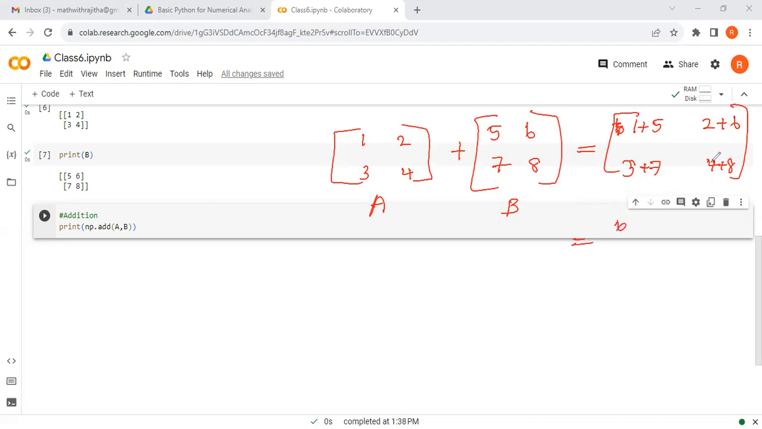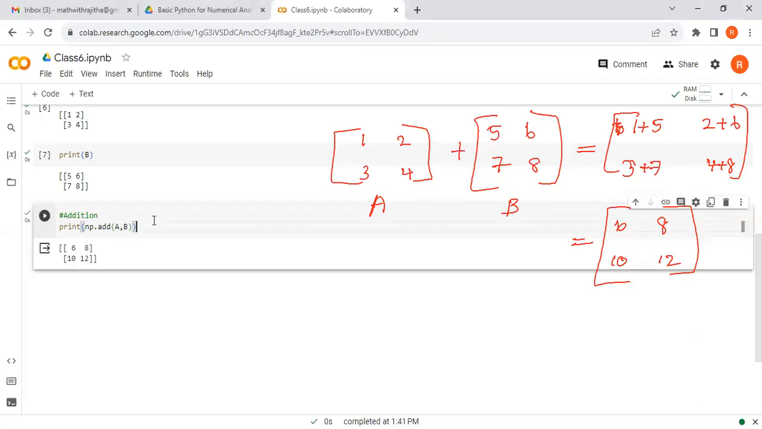1 plus 5 is 6, 2 plus 6 is 8, 3 plus 7 is 10, 4 plus 8 is 12. So this should be the matrix we are getting from this add function. We'll see if we are getting that. 6, 8, 10, 12. Correct. I have to admit my 6 looks bad here. That's fine. Let's move on to the next one.